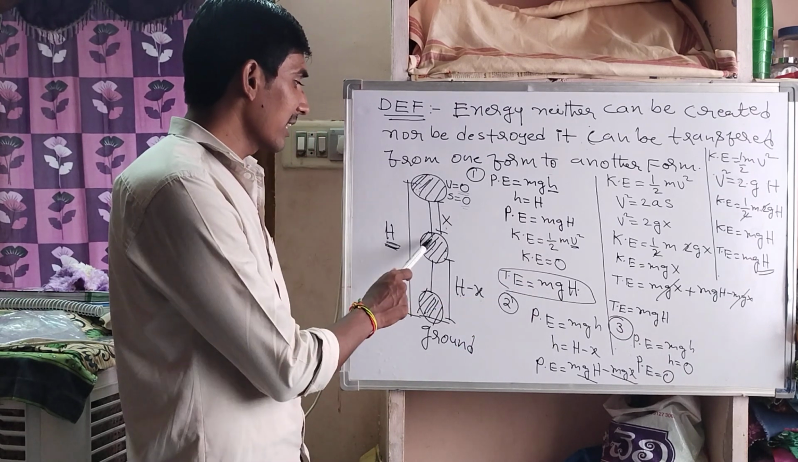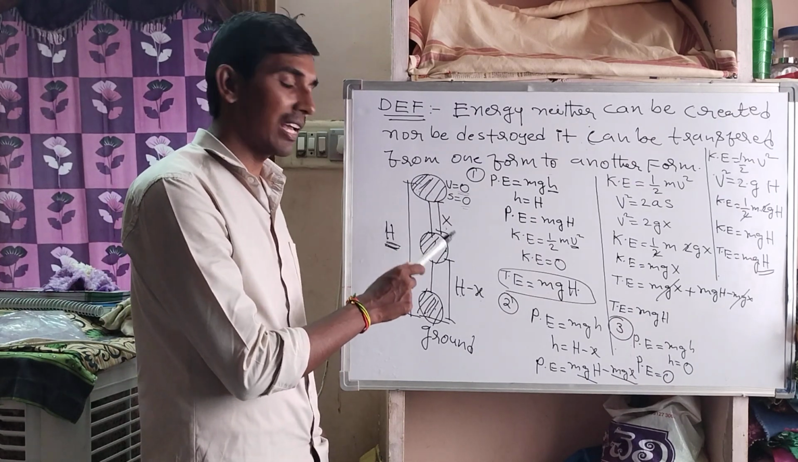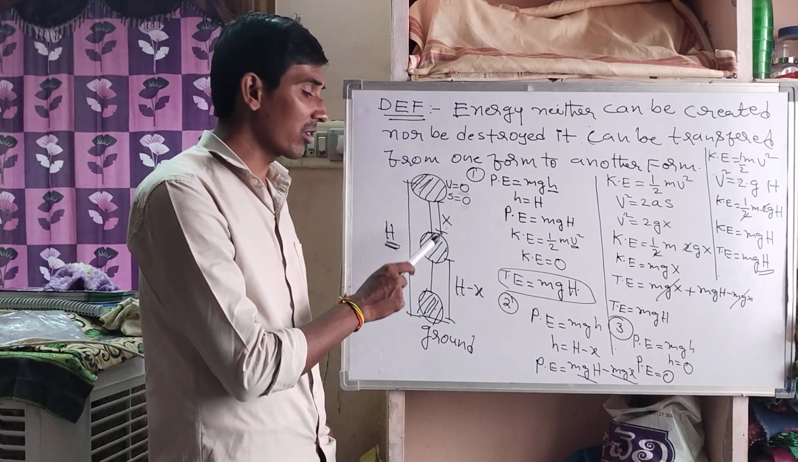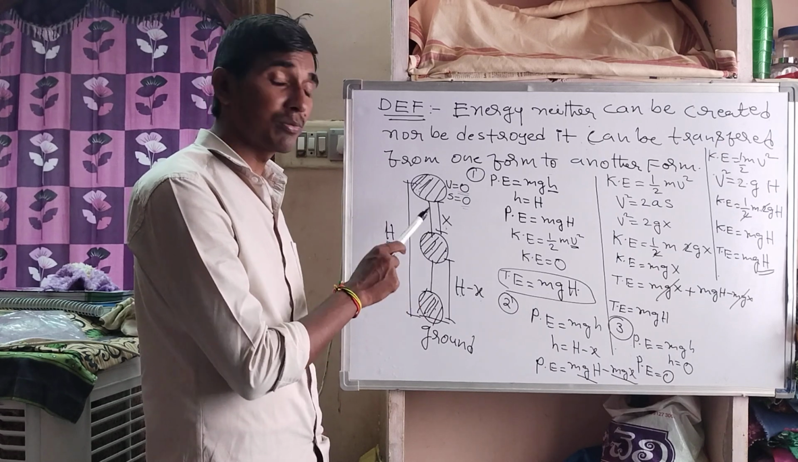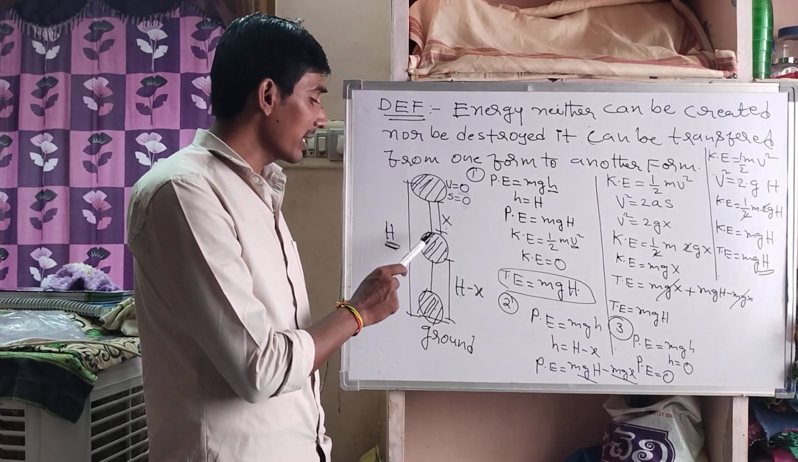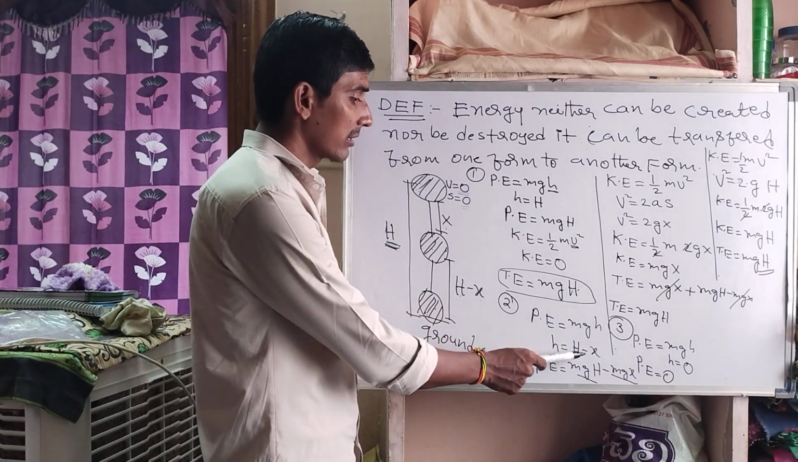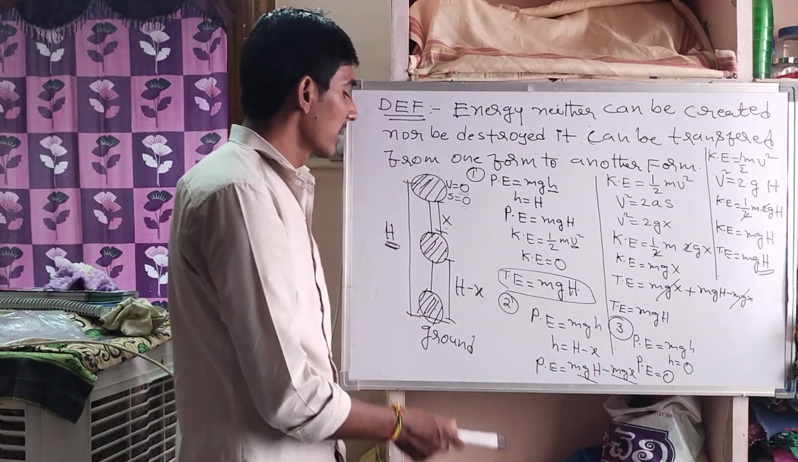In the second position of the object, there are two energies. The first one is potential energy. Potential energy mainly depends upon the height of the object from the ground, and here the height is h minus x. So substituting, the potential energy is mgh minus mgx.